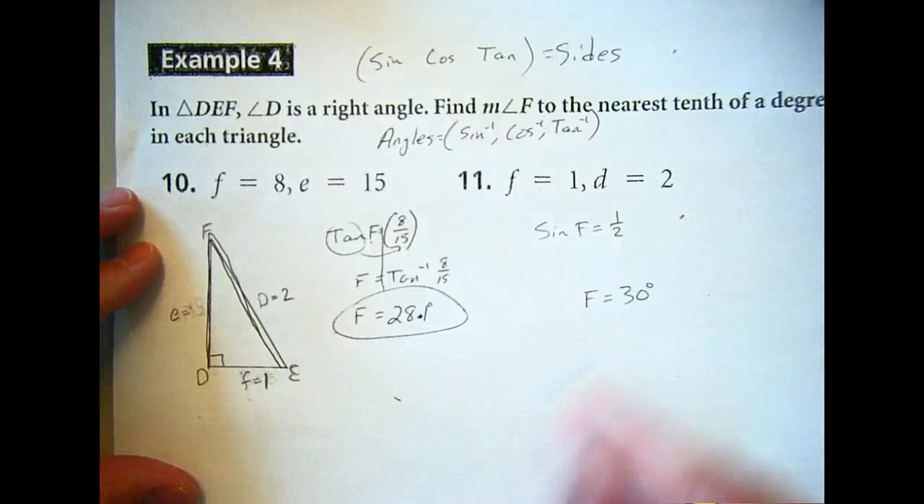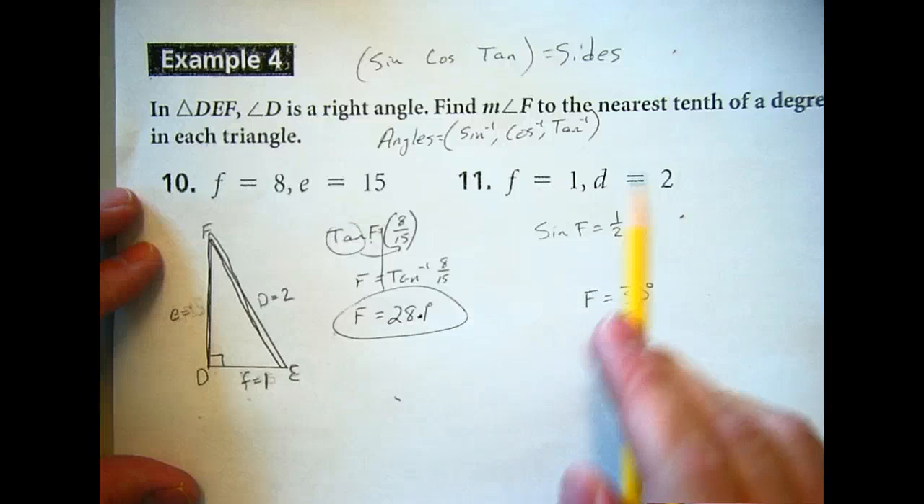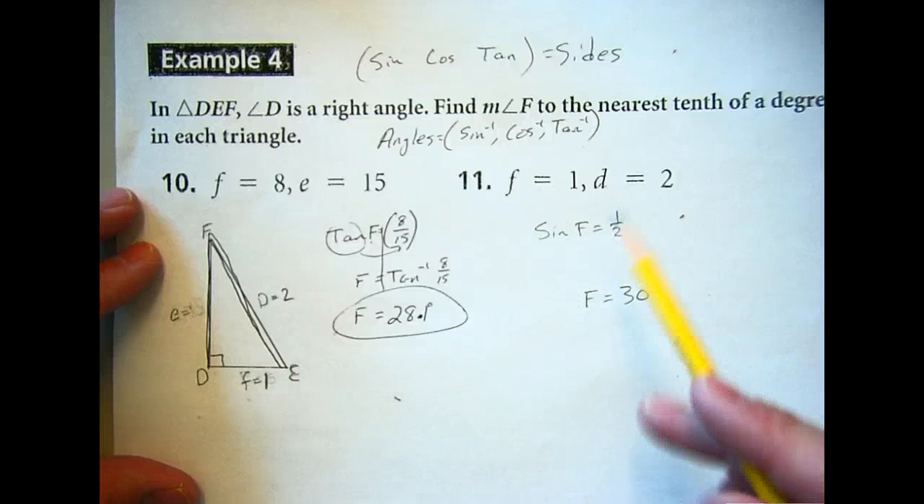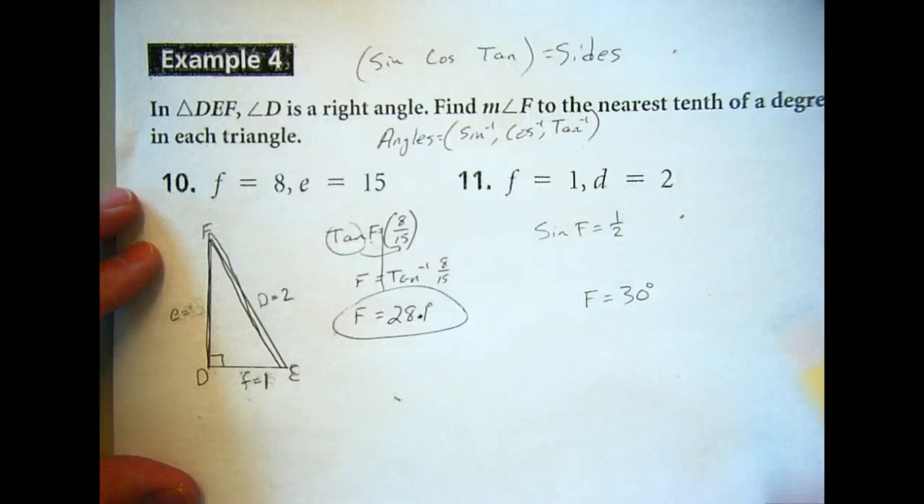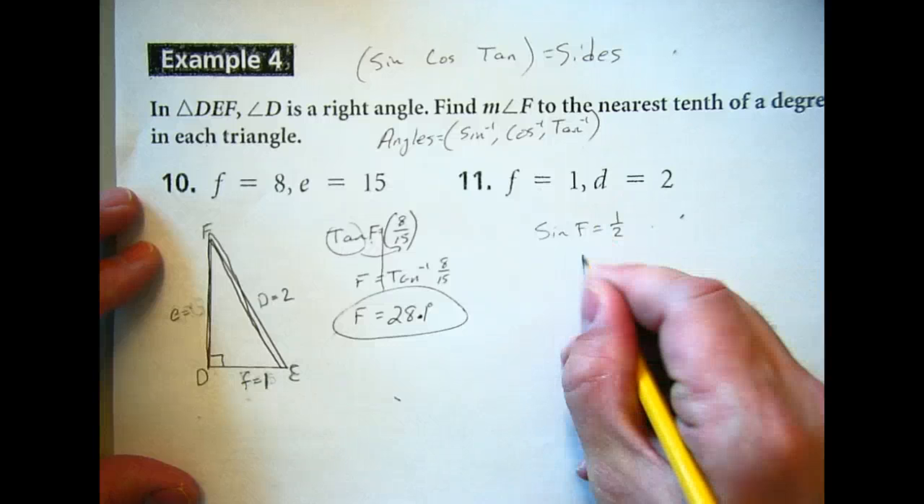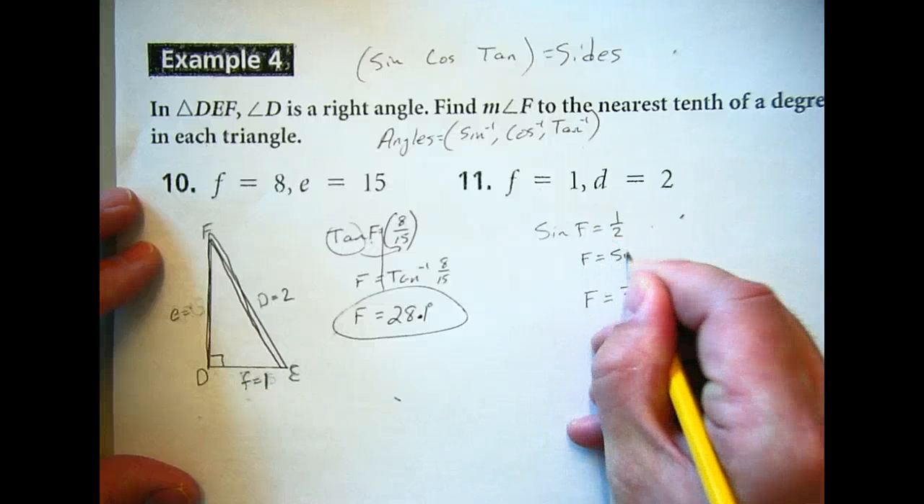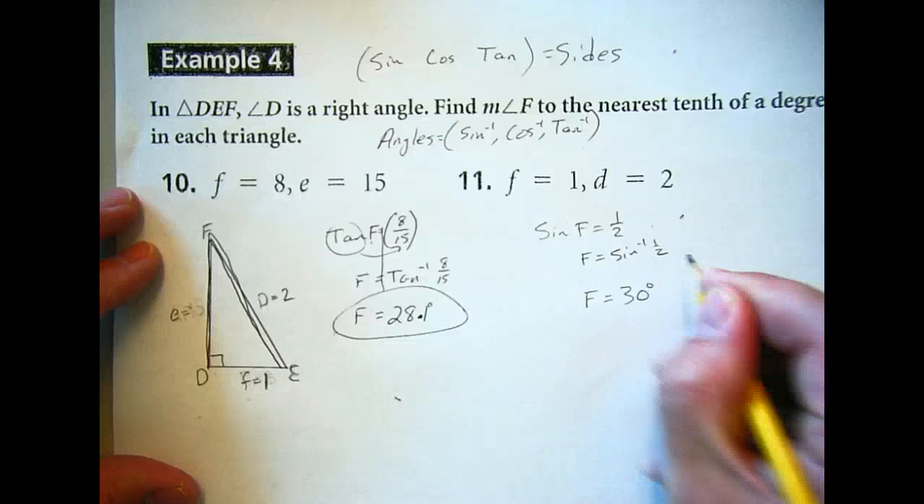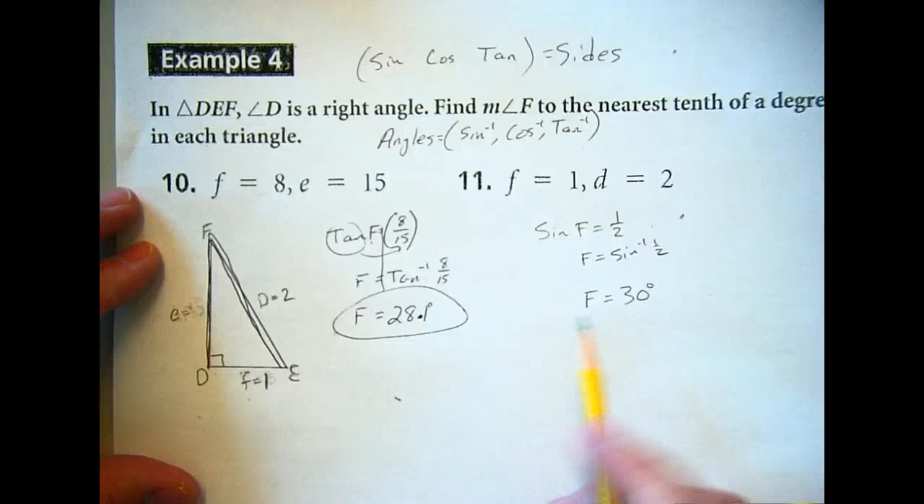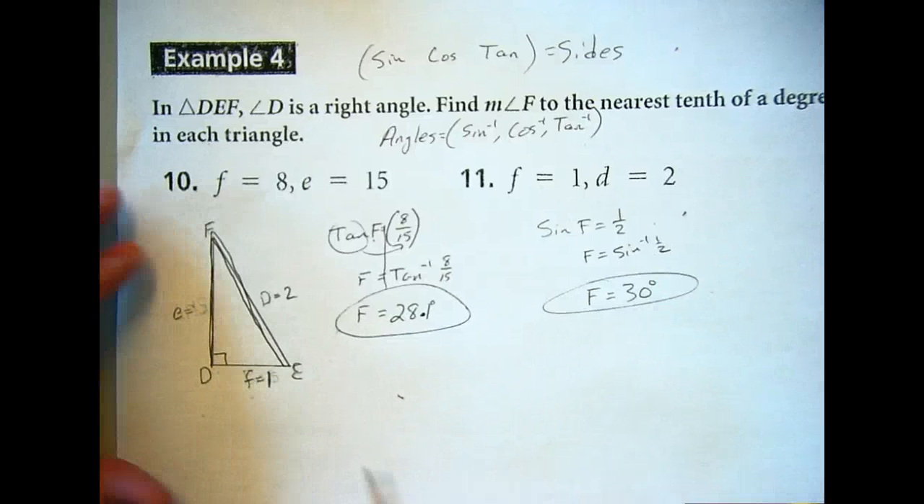If you know your unit circle, that's an easy one. Think about those special relationships. Root 2 over 2, root 3 over 2. You could go ahead and say F is equal to the inverse sine of 1/2, but it's going to give you 30 degrees. Okay?